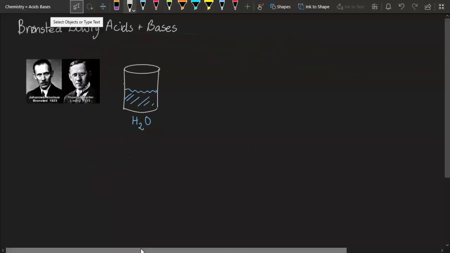basis. And Bronsted Lowry is really an updated version. It's one step up from Arrhenius' definition. Arrhenius had the idea that, again, you had something like HCl. And when you put HCl into water, the HCl broke down, of course, forming a H plus ion and a Cl negative ion.